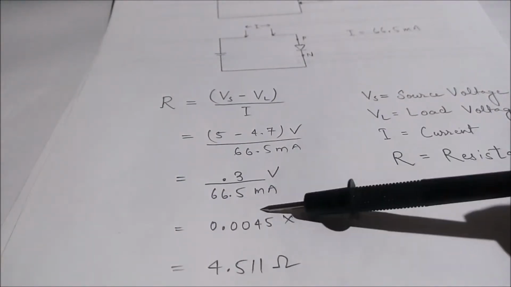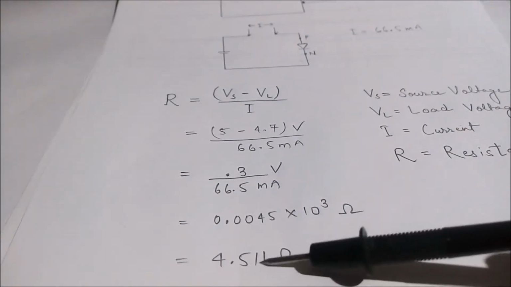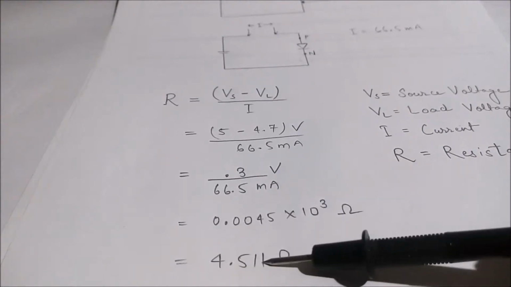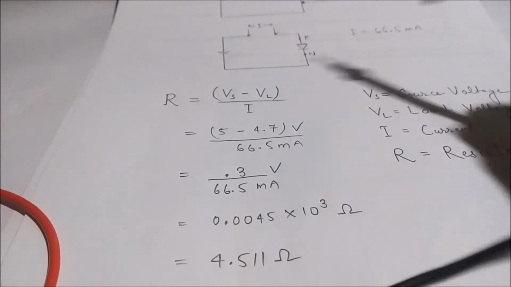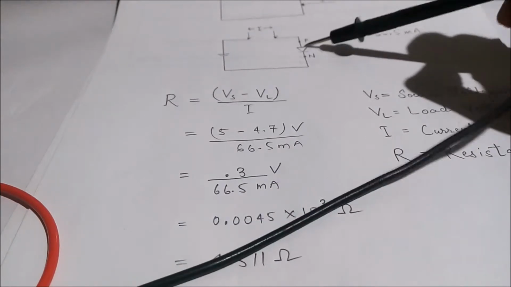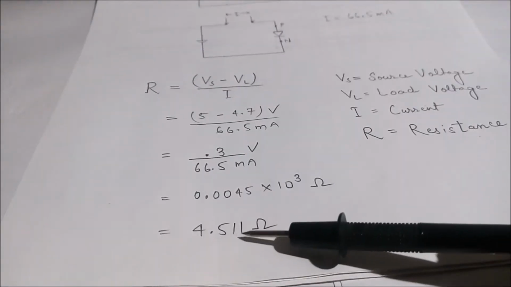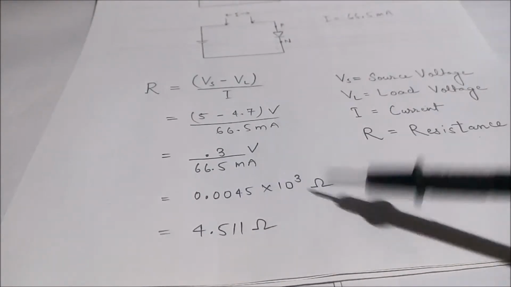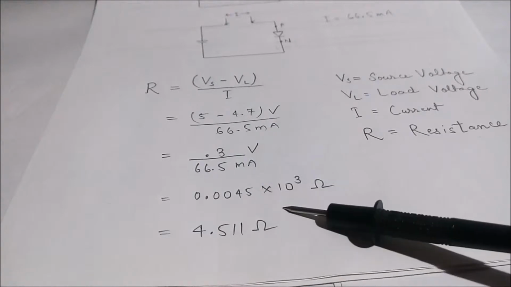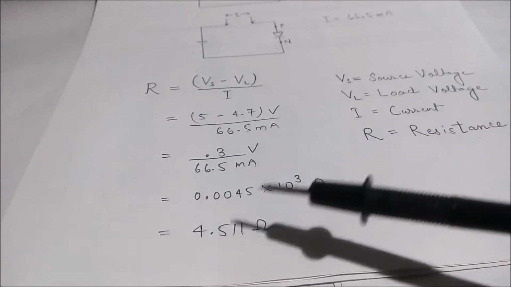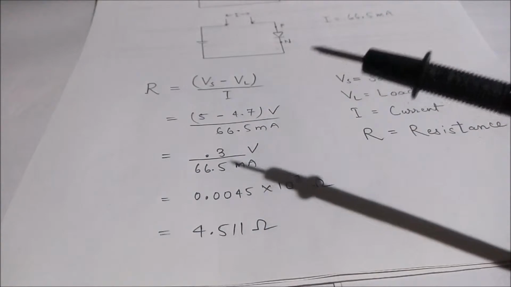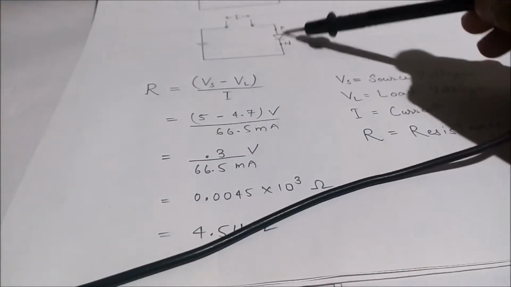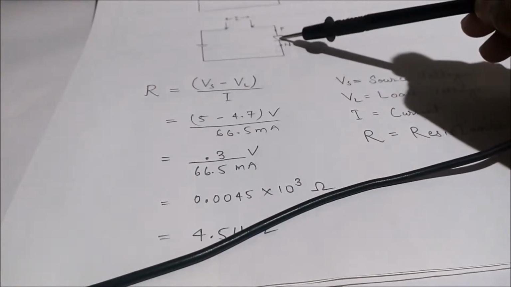So by calculating this, we get 4.511 ohm. So this is the value of the resistor that we require to protect this LED. But in the standard form, the resistance value is not 5 ohm. It will be 100 ohm or 220 ohm. So we can connect 100 ohm or 220 ohm in series with this LED to protect this LED from burning.